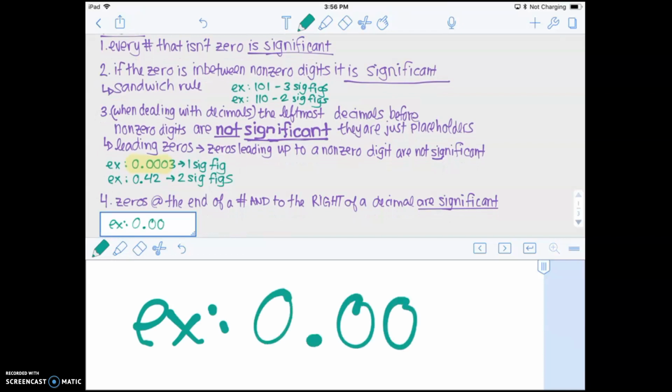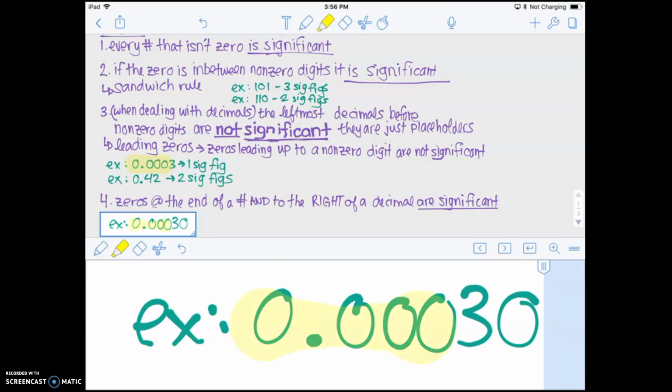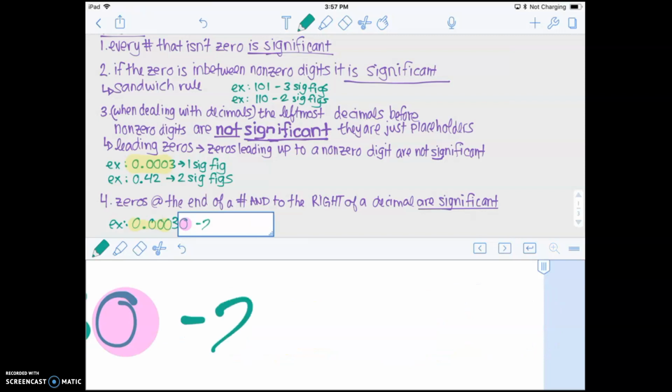So now if we do this number right here, very similar to the one we did in 3, there are 4 zeros still leading up to our first non-zero digit. Cool, those are still not significant. But now we have this 0 after the 3. So I'm going to make it a little unique there. It is not only to the right of a decimal, but it also is following a non-zero digit. So for this guy, we actually have 2 significant figures.